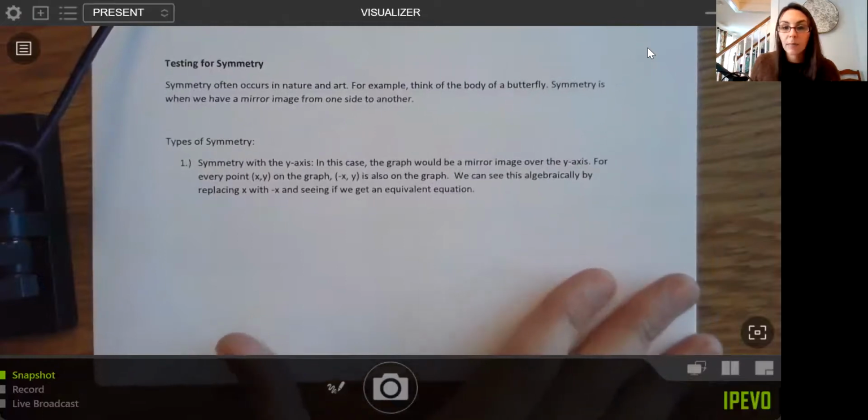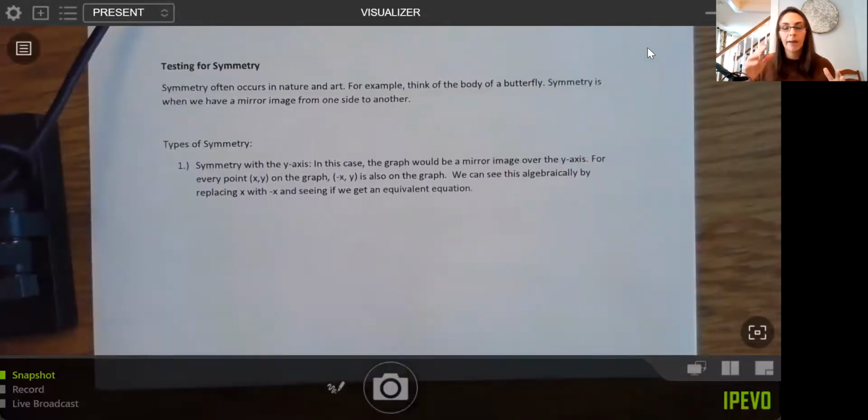Now I want to look at something called symmetry. And with symmetry, you want to think about mirror images. If something is symmetrical, it means it's the same. So symmetry occurs very often in nature.